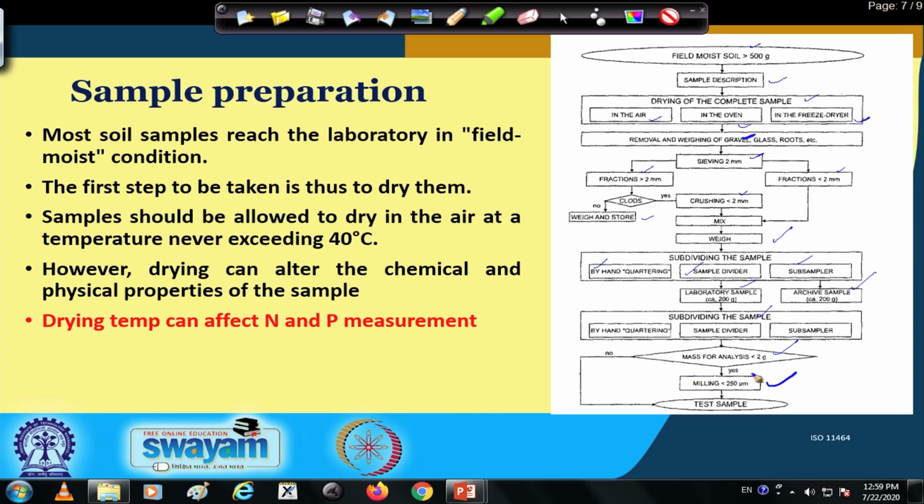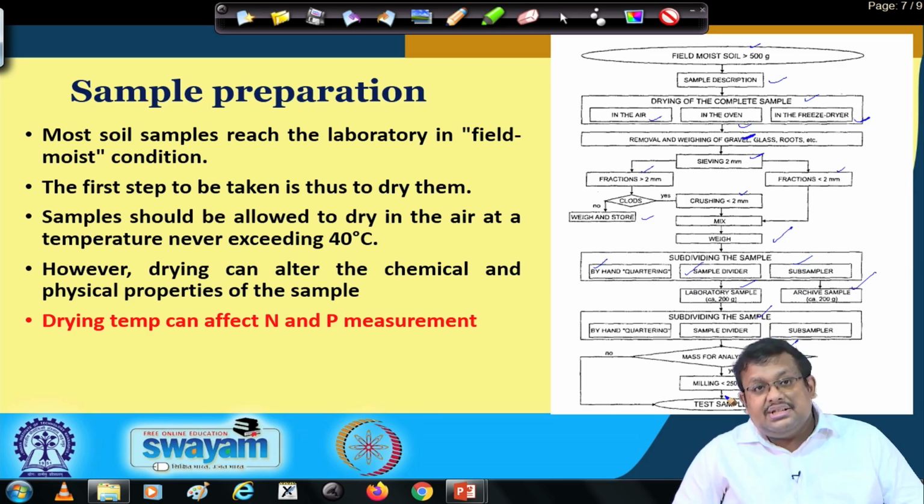So, if the mass for analysis is less than 2 gram, then further milling is done to get the test samples. If the mass for analysis is not less than 2 gram, then we go directly to the test samples. Consider this as the test samples. We will discuss all these steps in the subsequent slides. Most soil samples reach the laboratory in field moist condition, so the first step to be taken is to dry them.